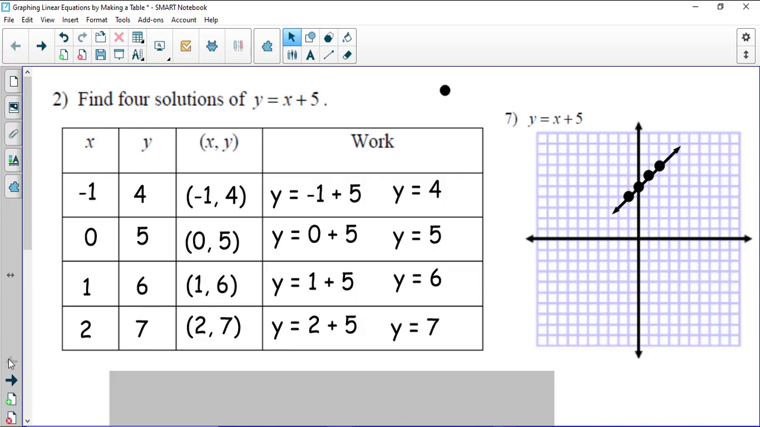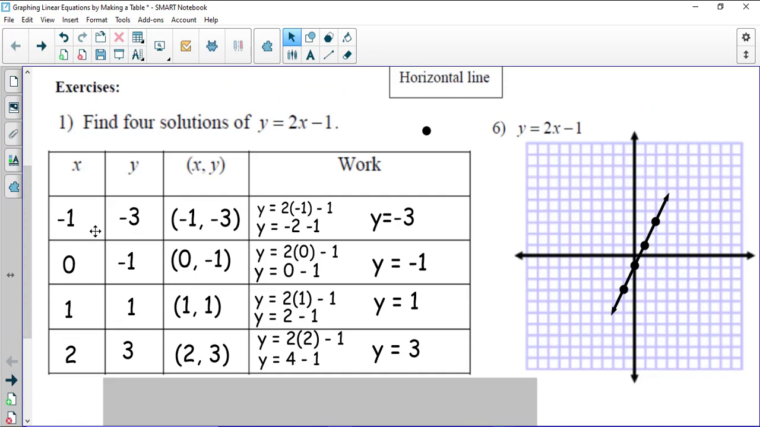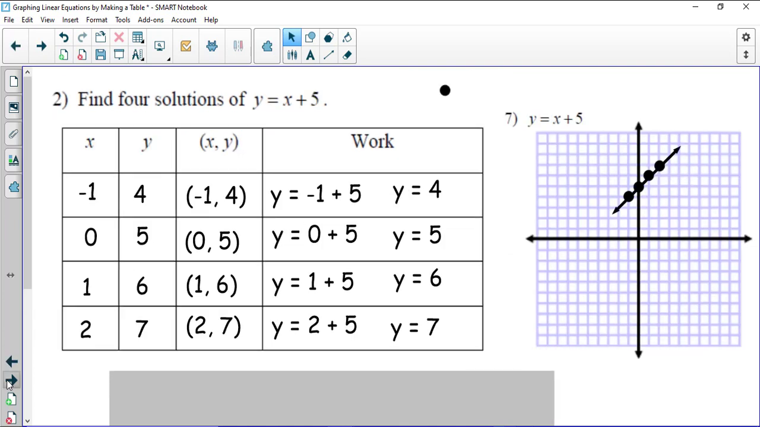steepness of 1. If we go back to question number 1, as our x's were increasing by 1s, our y's are actually increasing by 2. You might notice that this line is a little bit steeper, and that's because it has a slope of 2. You might also start to notice that that number in front of x happens to be the slope or steepness of the line. Well, that's something you'll explore more in algebra for sure.